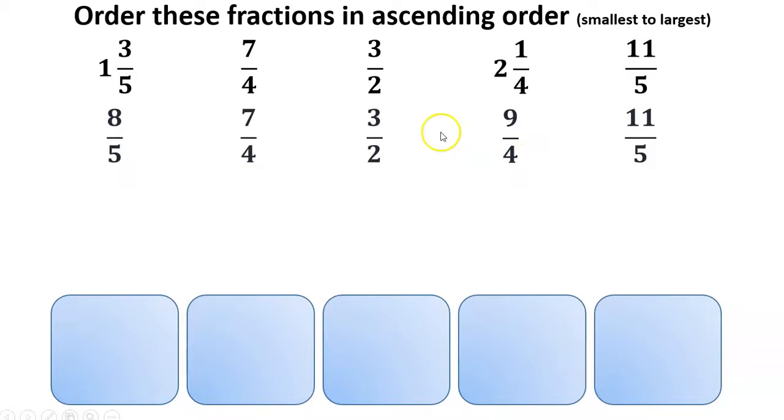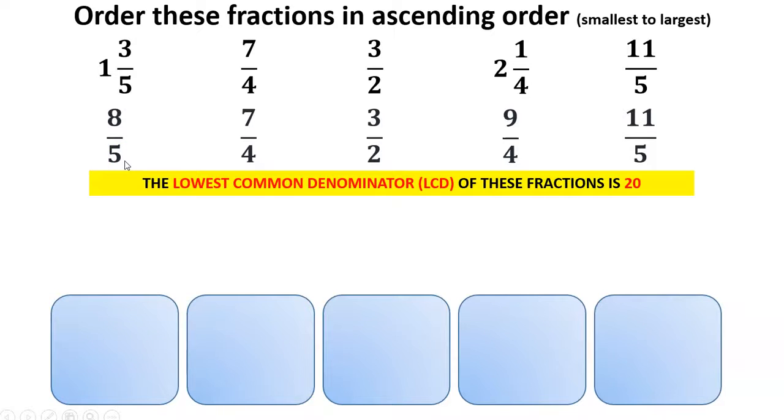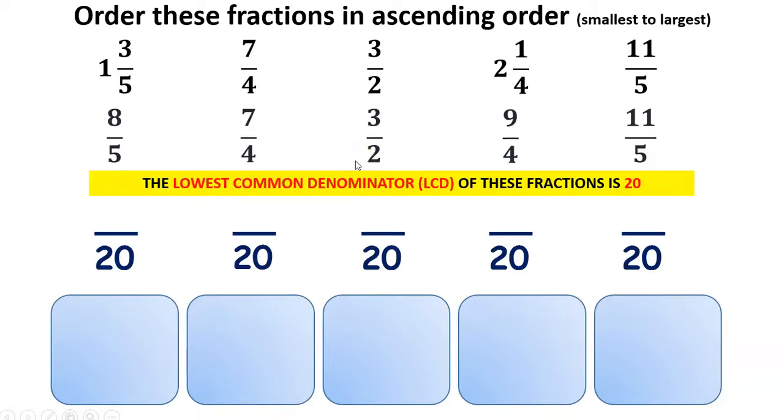So now what am I going to do to compare these fractions? I need to order them from smallest to largest. I need to get a common denominator, my lowest common denominator. Now in this case, my lowest common denominator happens to be 20. 20 is my lowest common multiple of 5, of 4, and of 2. So I can put that in as my new denominator.